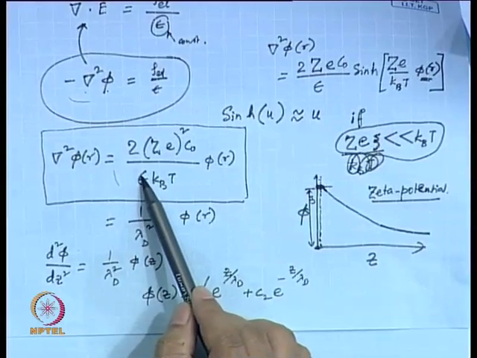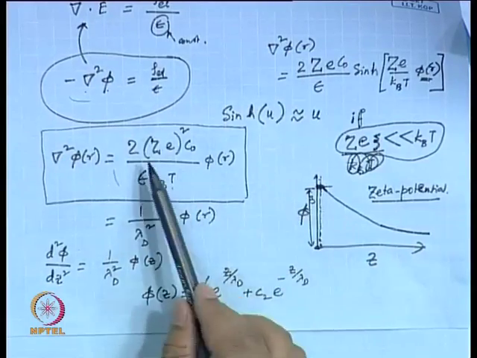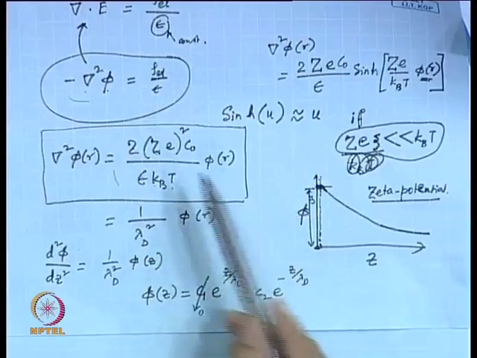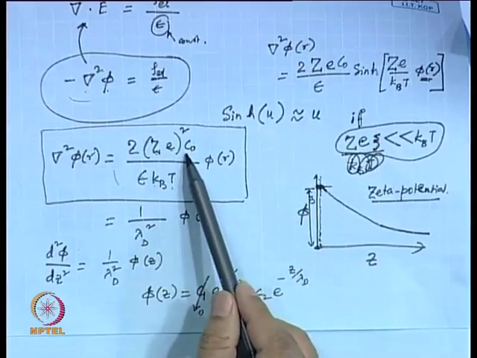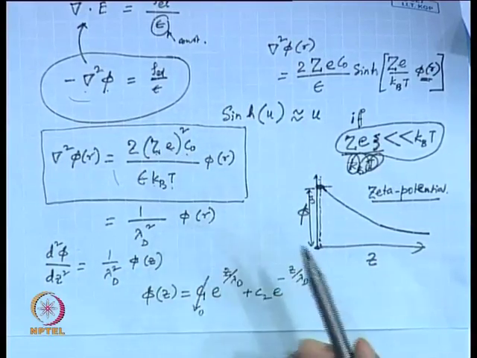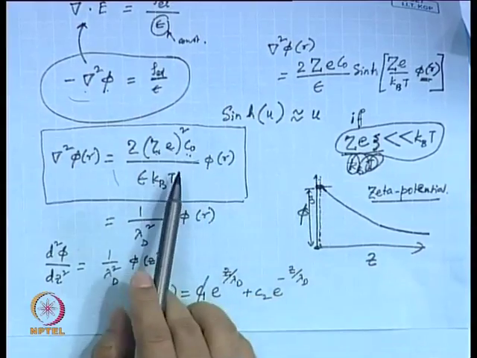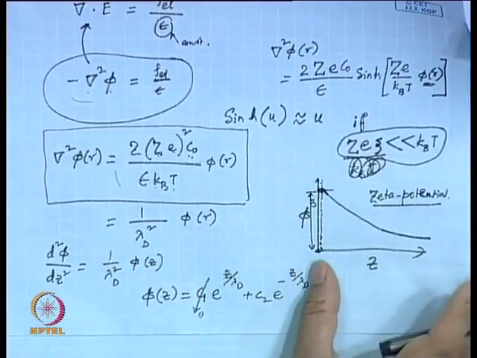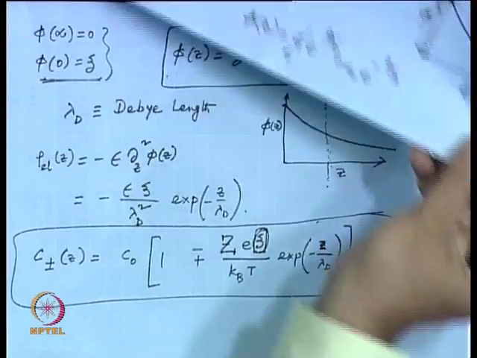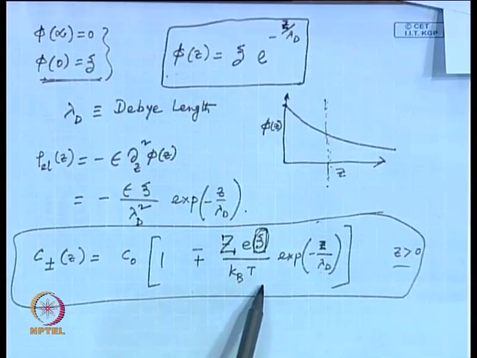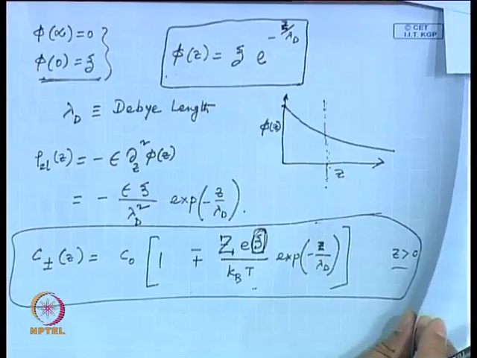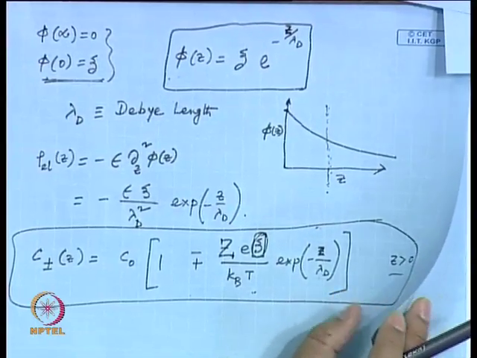So, you know what epsilon is, it is a property of the system, kBT you know, 2 is 2, z is the valence number, e is the elementary charge squared, and C0 is how many ions you started with, how much is the dissociation. So, this is C0, the bulk concentration of ions. So, it is very straightforward. So, you can find out the concentration profile. You know all the terms here, all right. So, this is what the concentration profile would be.